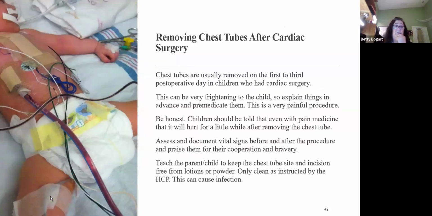Removing chest tubes. We're talking about doing something post-operatively to a child that's had some big surgery, abdominal surgery, open heart surgery. Whenever you want to do anything, remember, number one, medicate for pain because it's going to hurt. And then you need to be honest with that child, okay? Always be on their developmental level. And with giving pain medicine, you're going to do vital signs before and after, okay?